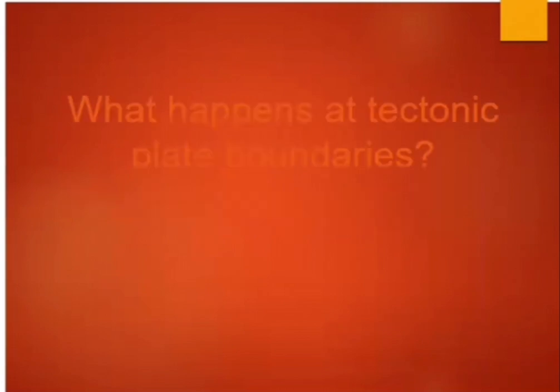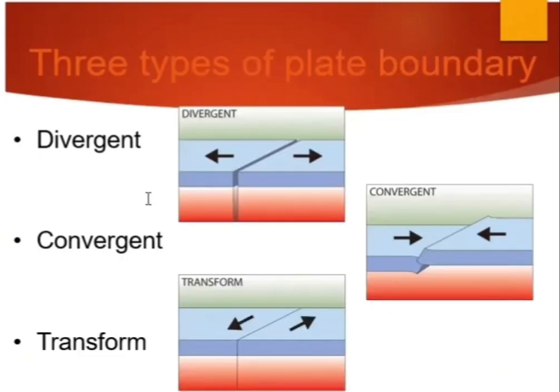Supercontinents. Now, what happens at tectonic plate boundaries? At tectonic plate boundaries, there are three distinct types, and several things occur. One, divergent: plates move apart. Two, convergent: plates move together. Three, transform: plates slide beside each other.